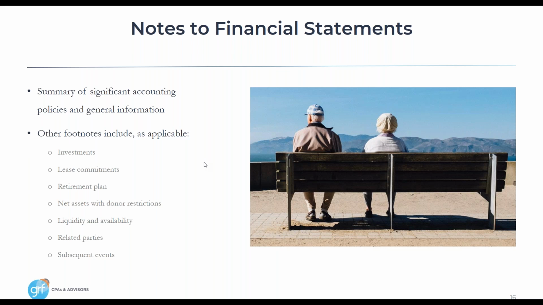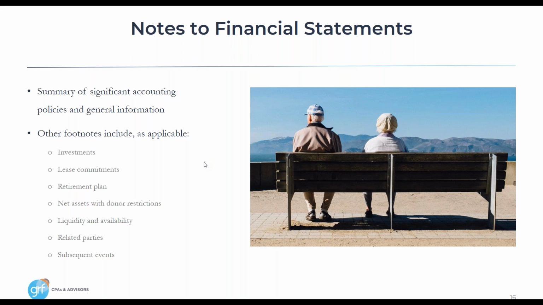Retirement plans. Most nonprofits have some kind of retirement plan. It could be a 401k or 403b or some other form of retirement plan. Again, information needs to be given in the footnotes about the key provisions of these retirement plans. What are the eligibility criteria for employees? What are the matching provisions? And what was the employer's contribution expense for the year?